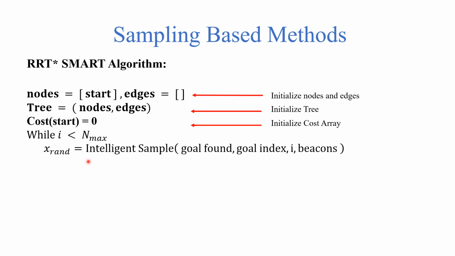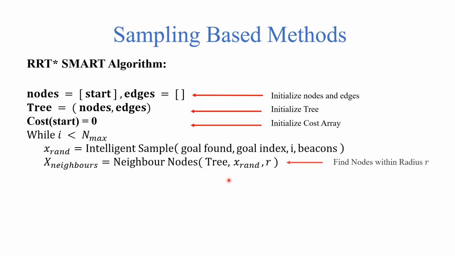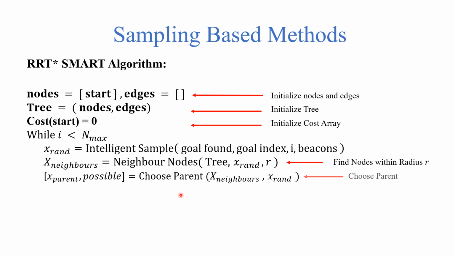Now this is done using a function called intelligent sample, which we're going to discuss in the next slide. It takes a Boolean goal found, indicating whether the algorithm has found the goal or not, the goal index, i, which is the index of the iteration, and beacons, which is a set of nodes on which the intelligent sampling is to be based. We're also going to discuss how to compute those in a minute. Then we compute X neighbors, just like in the normal RRT-star, within a radius R. The choose parent is also similar to the RRT-star, and rewiring as well.